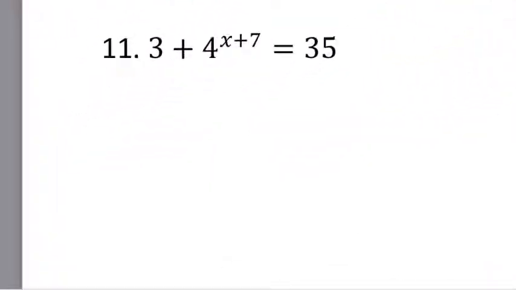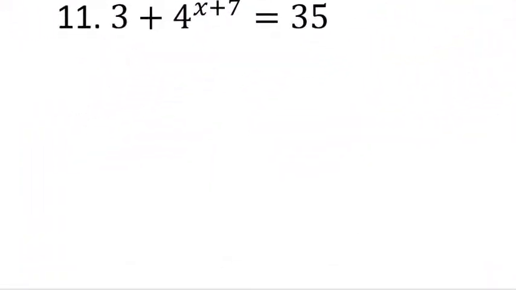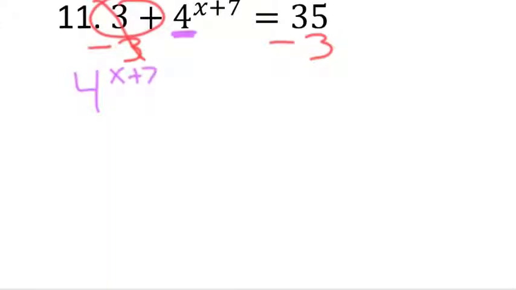All right, number 11. Same thing, the base of our exponent is not by itself on the side of the equal sign. So we've got to get rid of everything else. We're going to get rid of this positive 3. Because it's positive, we're going to subtract 3 from both sides. 3 minus 3 is 0, so it goes away. And then we're left with 4 raised to the x plus 7 equals 35 minus 3, which is 32.